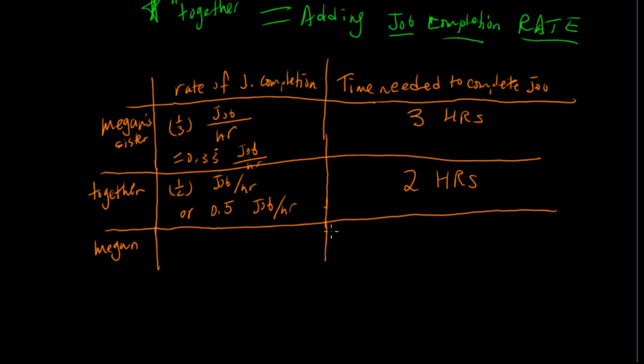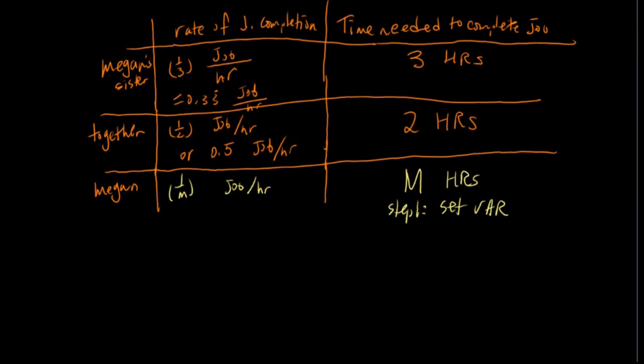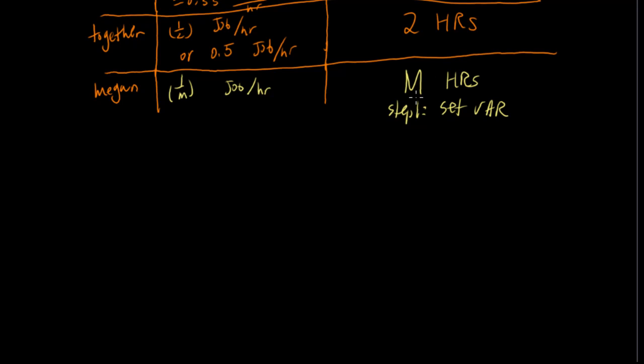Now, since we don't know how long it's going to take Megan, we're going to assign a variable. This is our step 1, setting a variable. It takes Megan M hours to complete the job, and then her rate is 1/m job per hour. All right, so far so good. Step 1 is done.